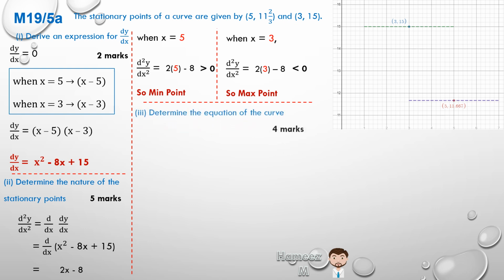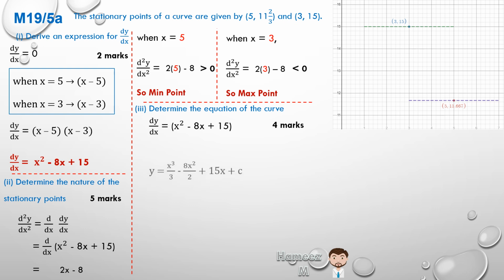So let's determine the equation of the curve. Since we know dy/dx is equal to x squared minus 8x plus 15, we can integrate with respect to x both sides. So that will give us y is equal to x cubed over 3 minus 8x squared over 2 plus 15x plus c, the constant of integration. But if you notice here, we have 3 unknowns, y, x, and c. So let's substitute when x is equal to 3. We know y is 15 for that point.